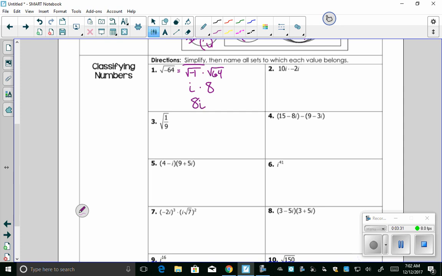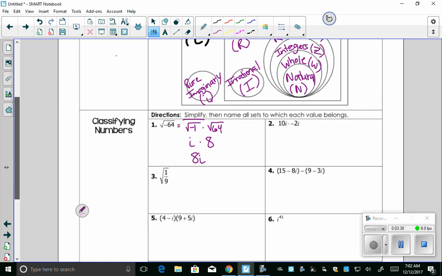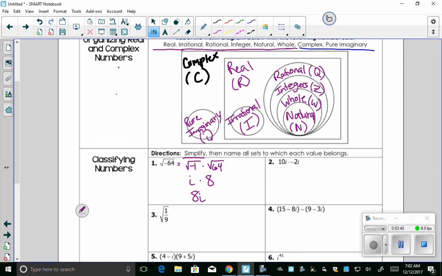Now, the second step of the instruction says to name all the sets to which each value belongs. If you go back to your diagram, you'll notice all numbers are complex, whether they're real or imaginary. So I know I can write a C. Now I have to ask myself, is it a real number or imaginary? Well, I have an i, so that means it's imaginary. So this is my answer.